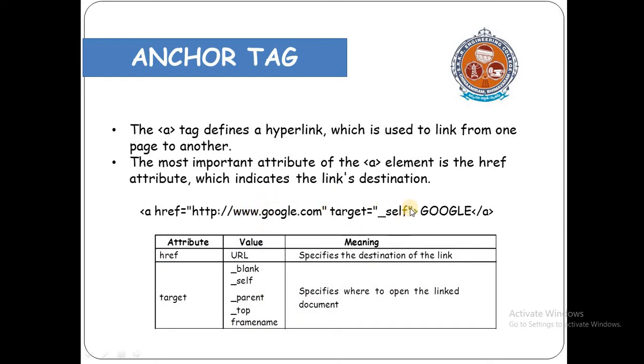www.google.com. The target attribute has some attributes and values. If we give target equal to _self, it will open in the same page. If we give target equal to _blank and click on Google, this website will open in another page. Simply said, it opens in a new tab. So target equal to _blank means it will open in a new tab. Target equal to _self means if you click on Google, it will redirect in the same page.